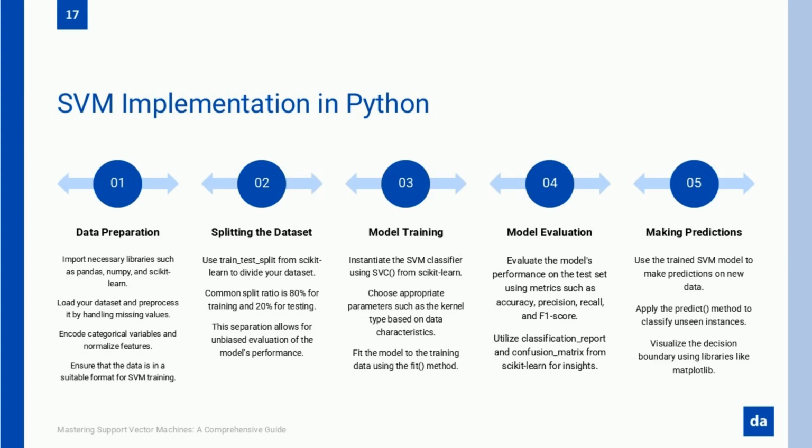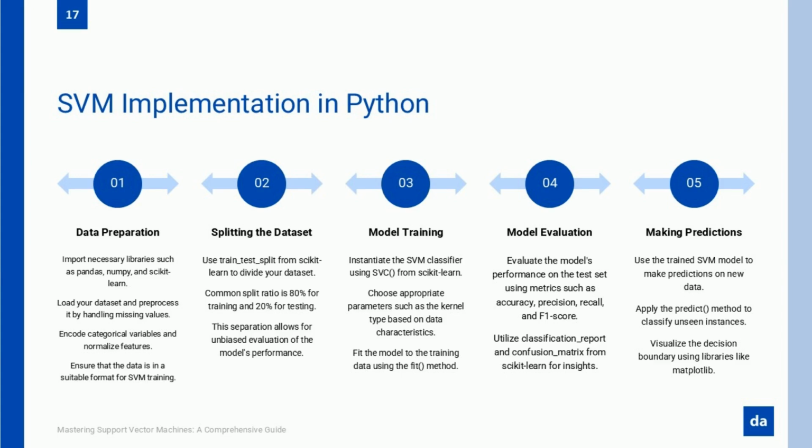But raw accuracy isn't enough. We need a deeper evaluation using precision, recall, and F1 score. These metrics tell us more about how well the model is handling different types of errors. For example, if we're classifying emails as spam or not spam, we don't just want high accuracy. We want to minimize false positives, where important emails get mistakenly classified as spam.